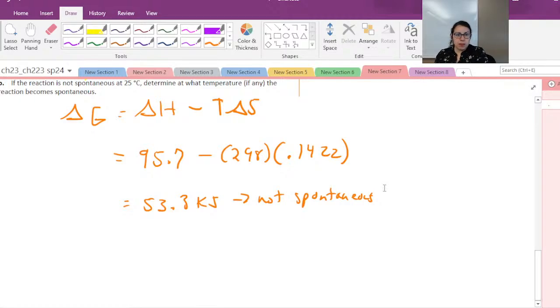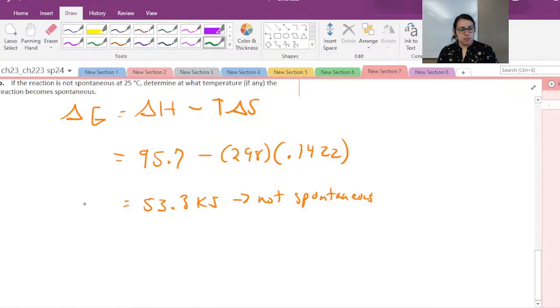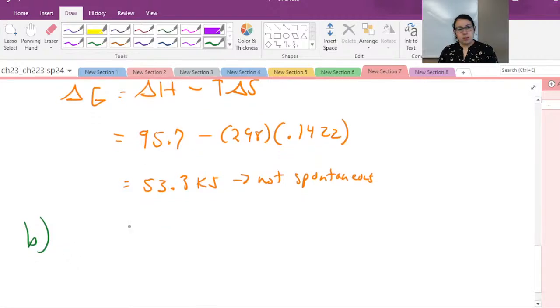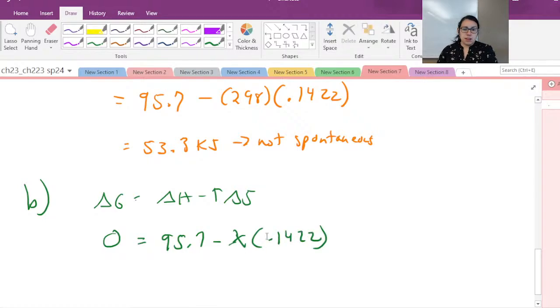So what did we do for part B? At least, how do we get started? How do we set it up? Excellent, that sounds good. So we can set it to 0. That's where the point is. And now we just have to plug everything back in again, and like you said, use a variable for our temperature, X. And then we'll get our answer in Kelvin.